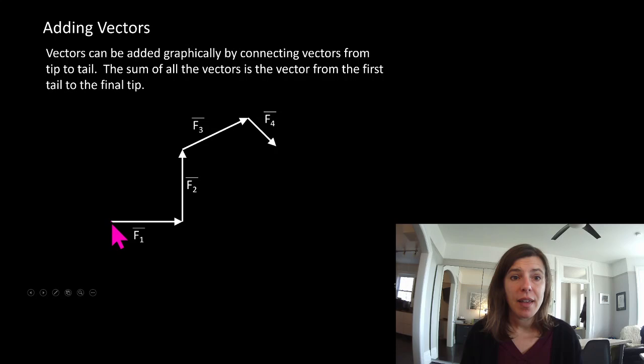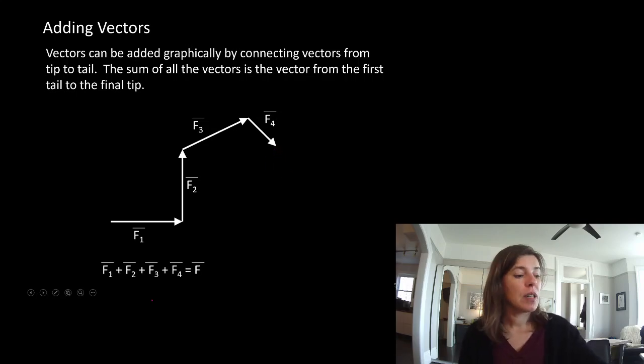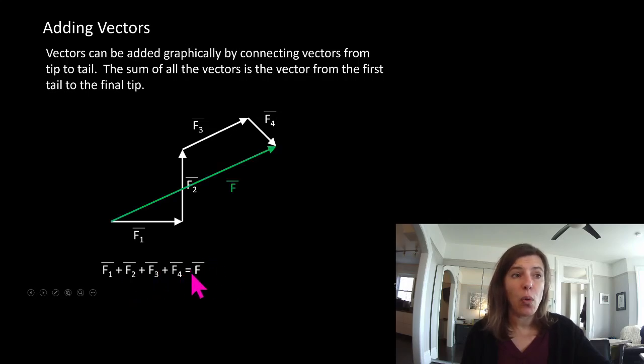Well, tip to tail means if we start with our tail at the same spot here, our tip needs to finish at the same spot here. So really we're saying that summing force 1, 2, 3, and 4, giving us a total force, is the same as starting here and ending here. So adding up all of these is the equivalent to this.